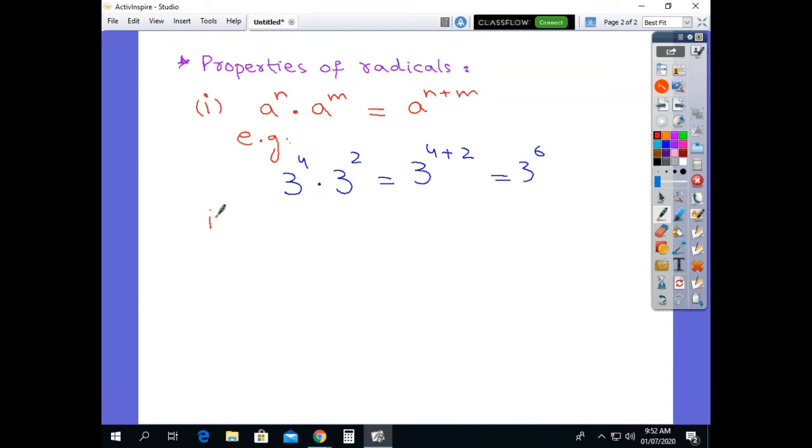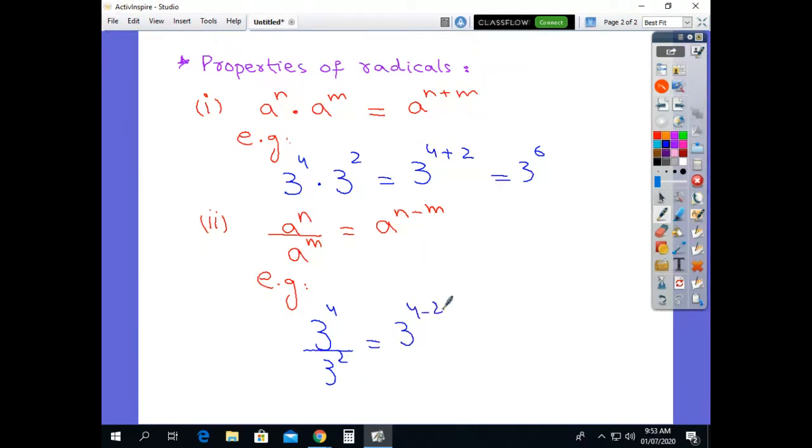Now we come across the second property. The second property is: if we have a raised to power n divided by a raised to power m, the number written in a divisible form, we subtract m from n. For example, we consider 3 raised to power 4 by 3 raised to power 2. As we see that bases of both the numbers are the same, therefore we subtract the powers, that is 4 minus 2. It becomes 3 raised to power 2, that is 3 square.